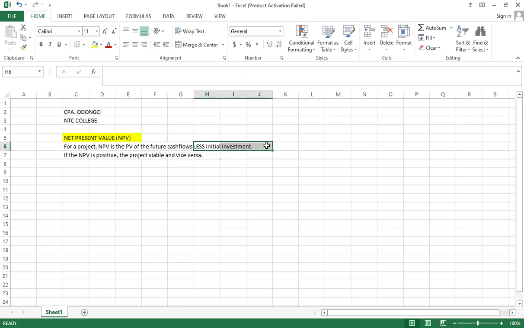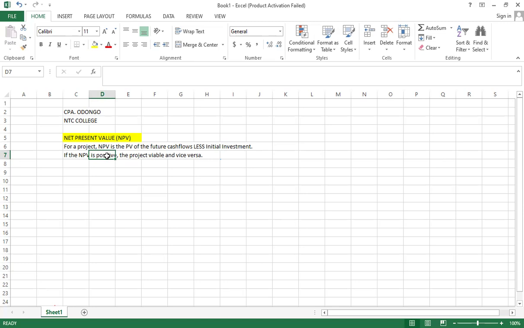Once you have the net present value figure, if that NPV is positive, then the project is what? Viable. And vice versa, where the NPV is negative, then the project is not viable.